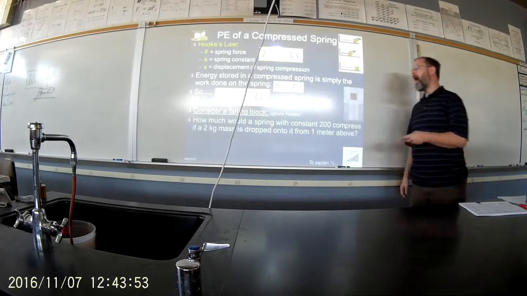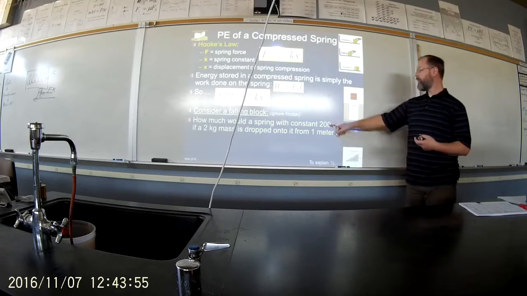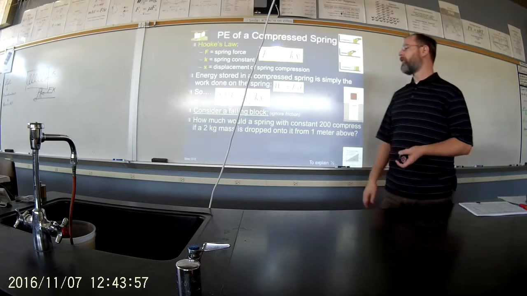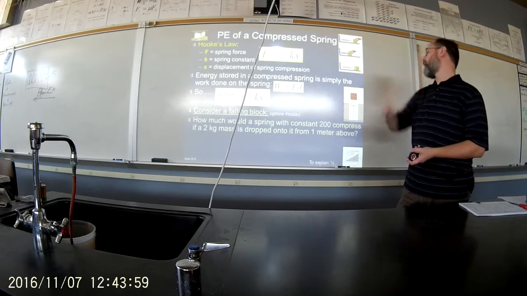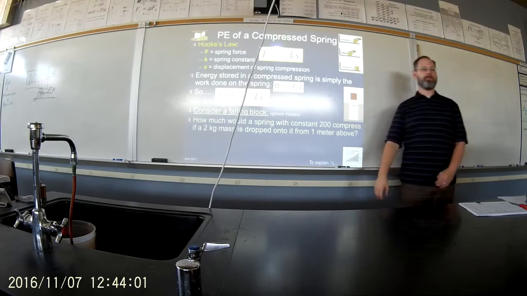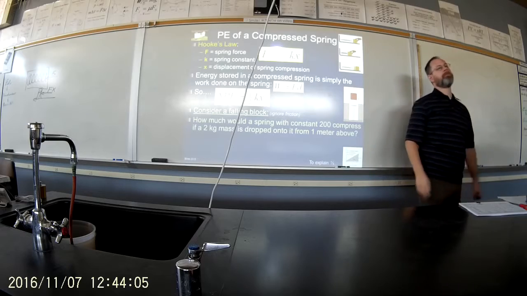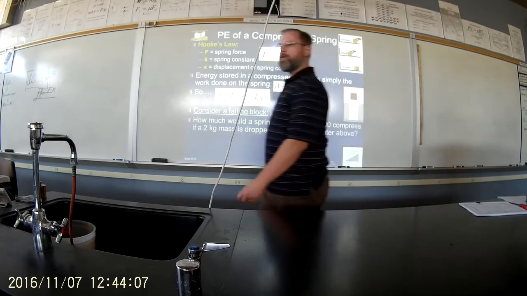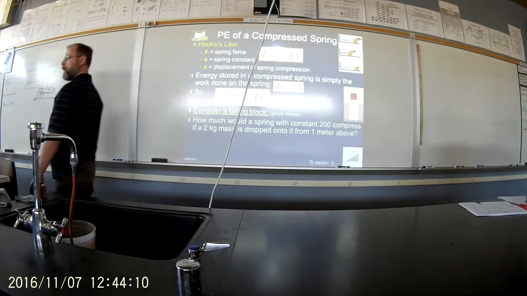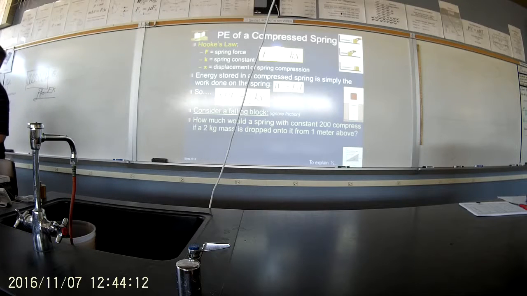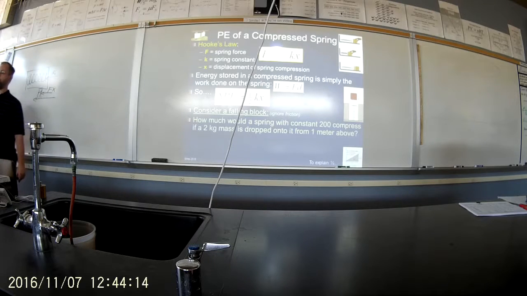So, how much would a spring with a constant of 200 compress if a 2 kilogram mass is dropped on it from 1 meter above? See if you can figure that out. How much would that spring compress if you dropped a 2 kilogram mass from 1 meter above?